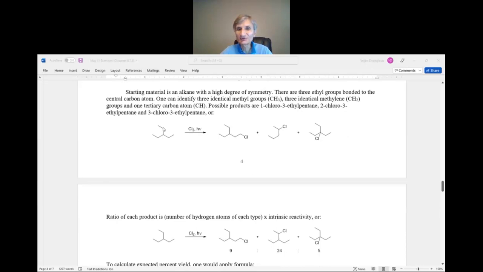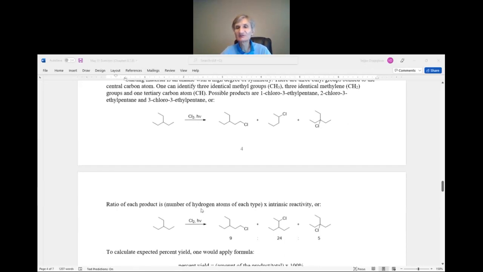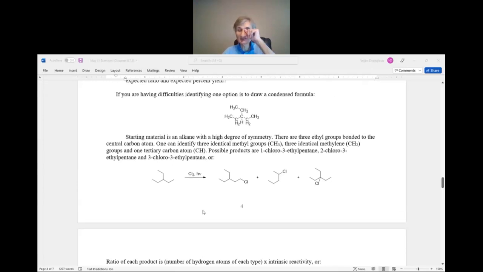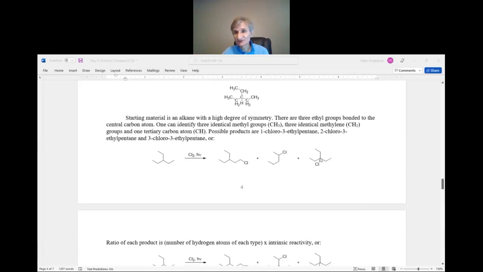And so the ratio of each product, how much we would expect each product to form, is the number of hydrogen atoms of each type multiplied by intrinsic reactivity. Intrinsic reactivity is a relative ratio, so it's always 1 to something. Lowest reactivity is set as 1, and the rest are relative to that 1. So primary has reactivity of 1. There are 3 possible products, because replacement of a primary hydrogen gives 1 product. Any of these 3 primary, it's the same compound.